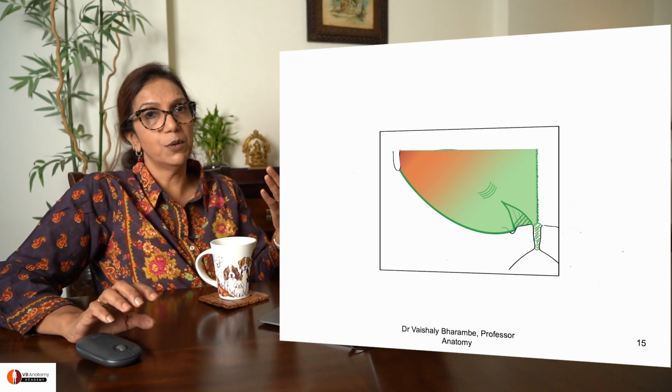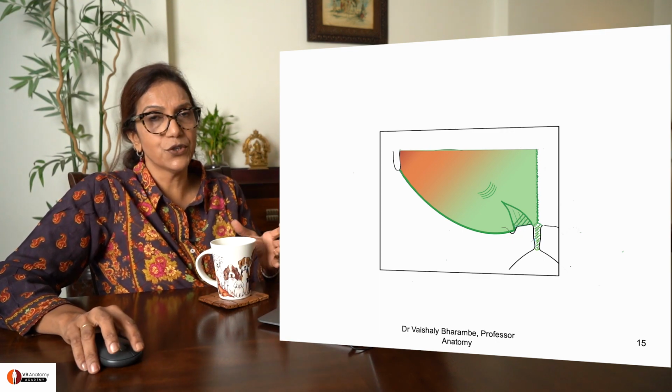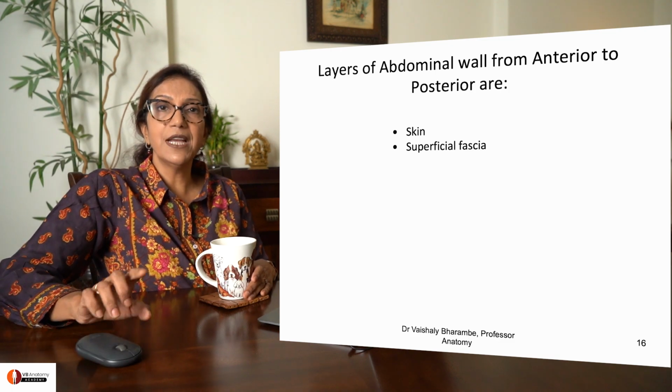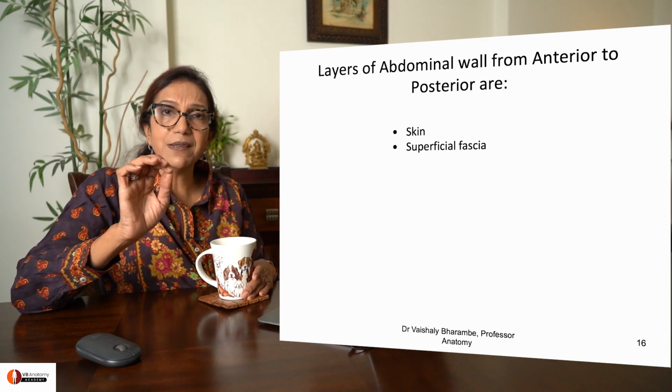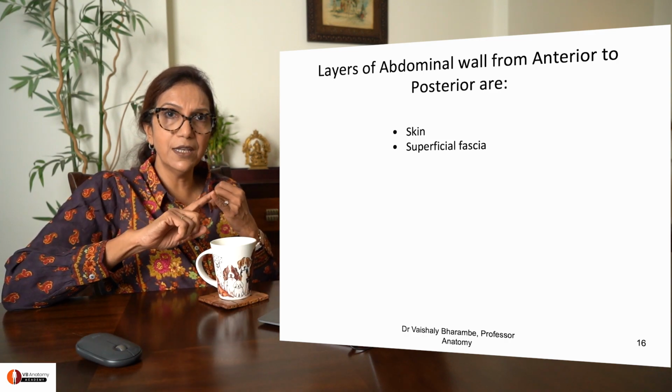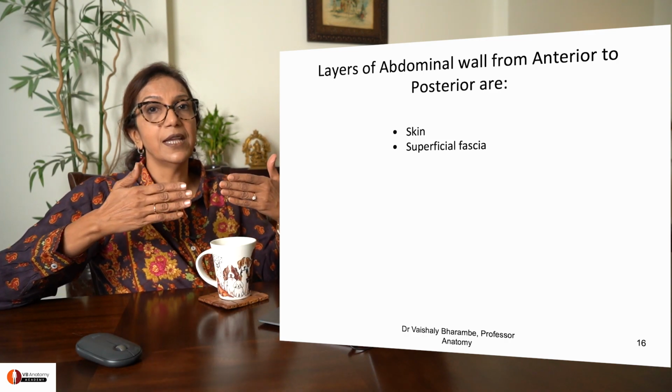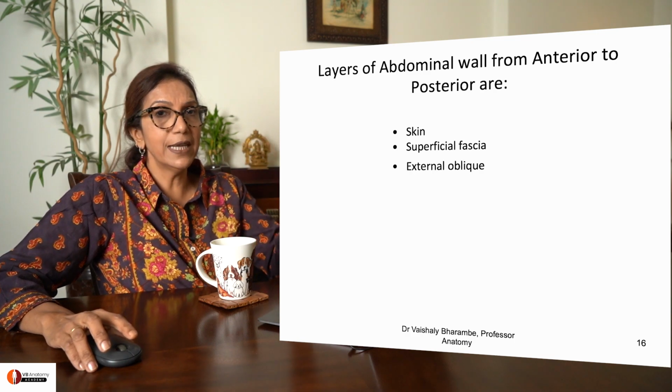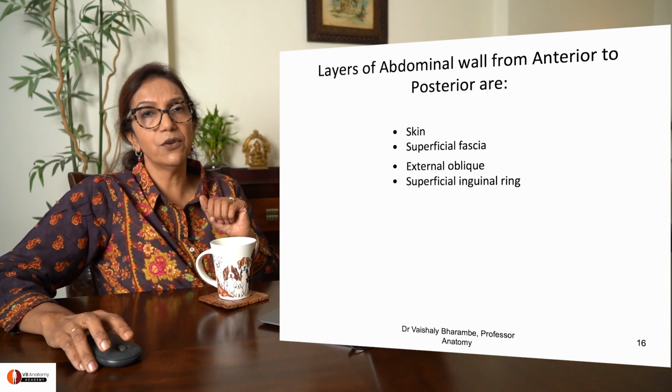Finally, all this is covered by skin and superficial fascia. Got it? So let's revise one last time. Believe me, it's important that we revise this. From anterior to posterior, there is skin, superficial fascia. There is external oblique with a gap in it called superficial inguinal ring.